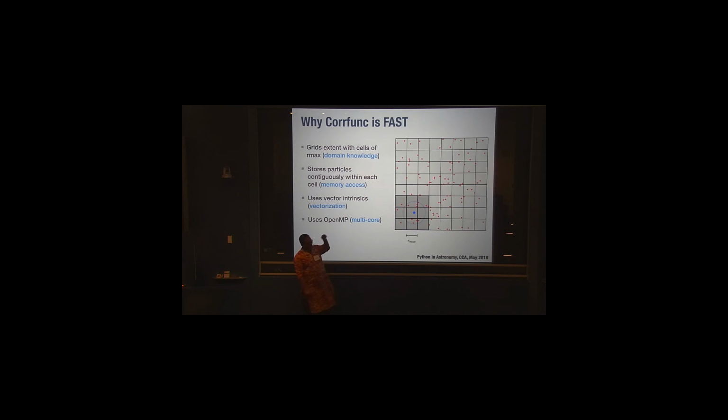Second, we store the particles contiguously so that memory access is much better. And that allows us to vectorize as well. There is hardcore, basically portable assembly, in CoreFunc. And we have OpenMP parallelization. It's better than 90% scaling out to 16 threads or something. It's a very parallelizable problem. And all of these are required to get you a fast code. So think about memory access and vectorization as the key ones.